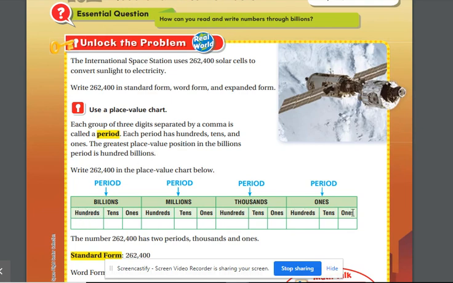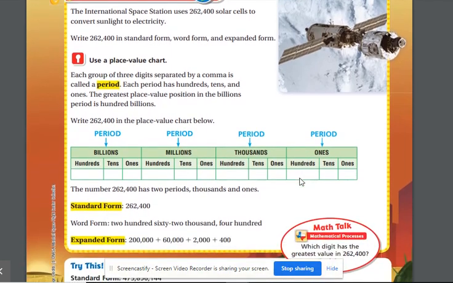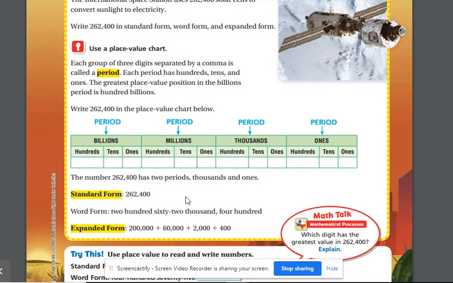And like earlier, you have ones, tens, hundreds, that's the ones. Ones, tens, hundreds, that's the thousands. Ones, tens, hundreds, that's the millions. And ones, tens, hundreds, that's the billions. So the pattern repeats itself on the base 10 model.